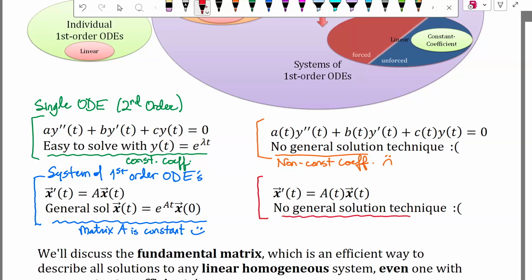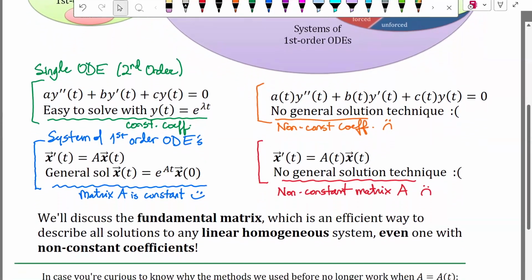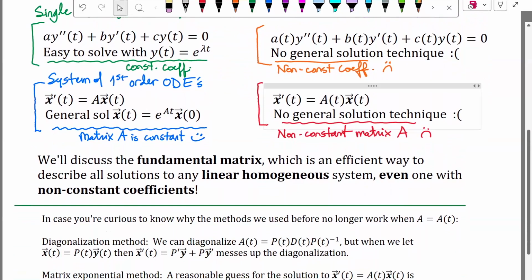It turns out, however, that in either case, whether we have constant or non-constant matrices, there is some very useful theory with respect to what we call the fundamental matrix, which we'll define in a moment, that helps us move from a homogeneous solution to a driven solution. Of course, always talking about linear systems.